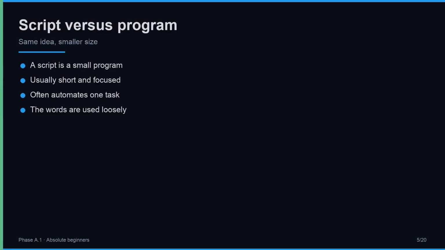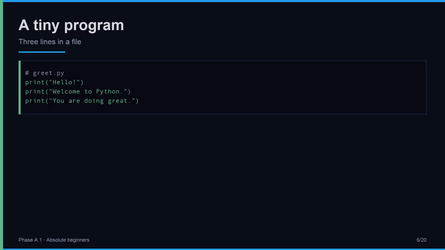So what is a script? A script is just a small program. The word tends to mean something short, written quickly, often to do one focused task, like renaming a batch of files or fetching some data. A larger, more structured program might be called an application instead. But underneath, a script, a program, and an application are all the same thing: instructions in a file that a machine runs. Do not let the words worry you. Size, not kind.